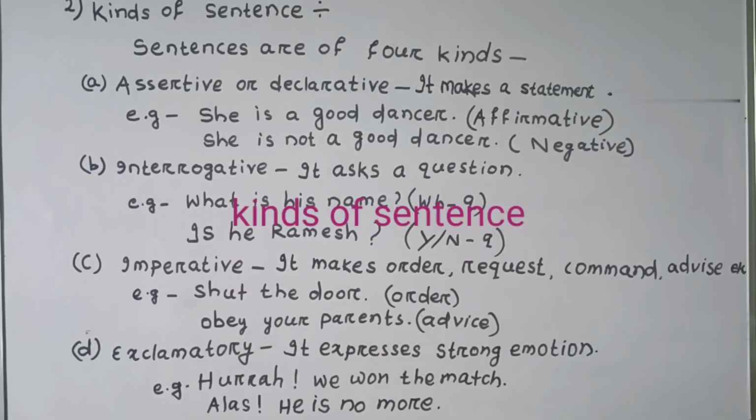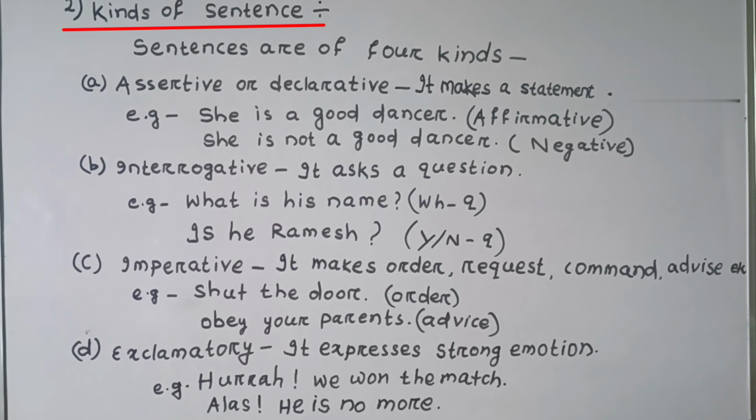Next, kinds of sentence. Sentences are of four kinds. Assertive or declarative: it makes a statement and it can be in both affirmative and negative form. She is a good dancer, affirmative. She is not a good dancer, negative. Then interrogative. It asks a question. What is his name? WH question. Is he Ramesh? Yes, no question.